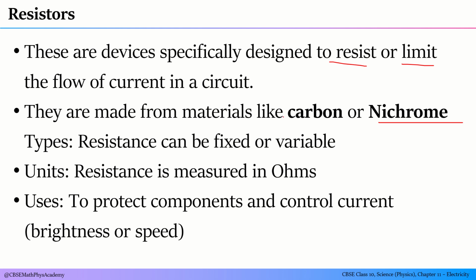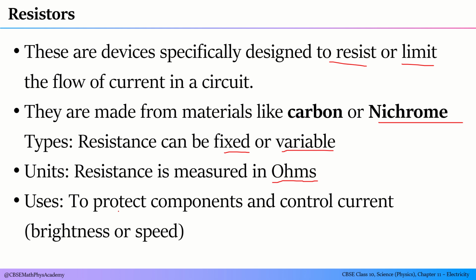This resistance can be fixed or variable. We will see more about this resistance in the next video. For the moment, just understand that it can be fixed or variable. Variable means you can have different values of resistance. Fixed means it's one single value. Unit of resistance: how do you measure this resistor? Resistors are measured using a property of a material called resistance, and that resistance has an SI unit of ohms.